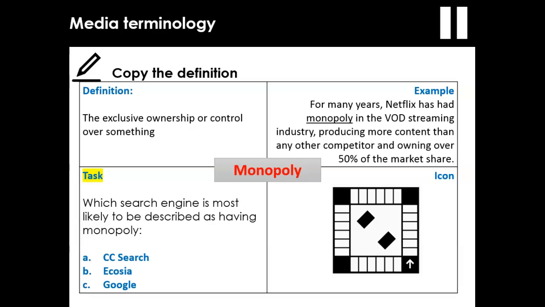We could argue that for years Netflix maybe has had a monopoly over the video on demand streaming industry. They were able to produce more content than any other competitor and owned at one point over half of the market share. And you have a task here to decide which of these search engines you think is most likely to be described as having monopoly, so being described as having exclusive ownership or control. Okay, if you want to pause the video now to complete those tasks.